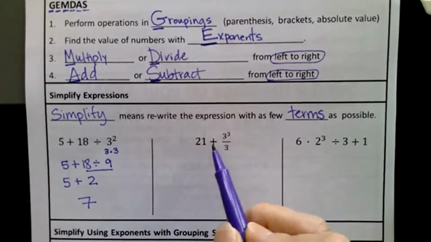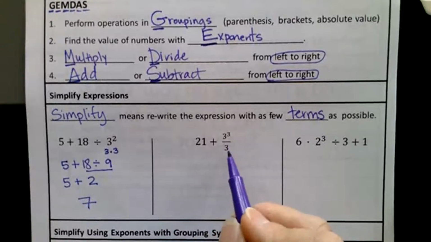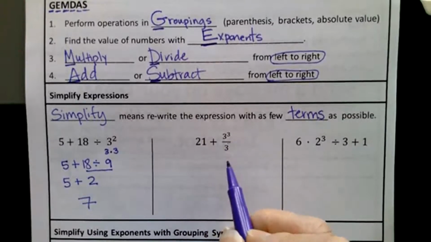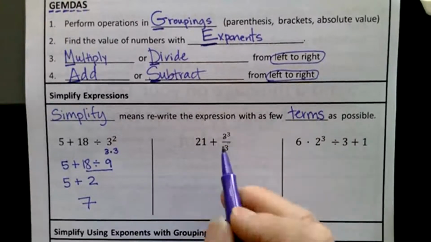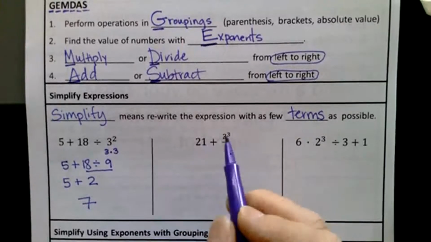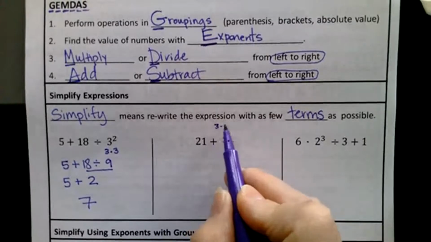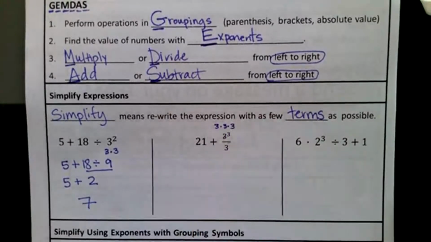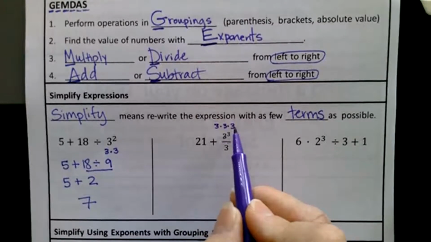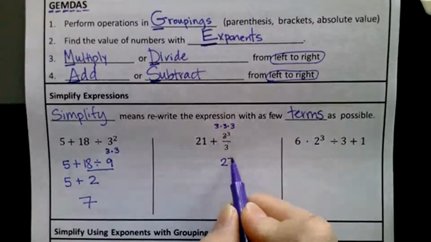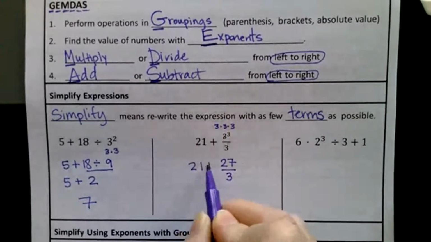So here is 21 plus 3 to the 3rd power, or 3 cubed, divided by 3. Remember, the fraction bar is a division bar. So that says 3 to the 3rd power divided by 3. So again, no groupings here, but I'm going to do the exponent first. This exponent says 3 times 3 times 3. So 3 times 3 is 9. 9 times 3 is 27. So this is actually 27 divided by 3, and I add that to 21.